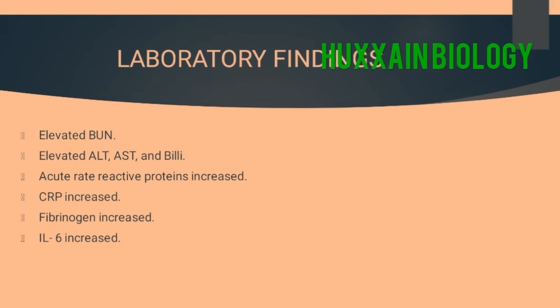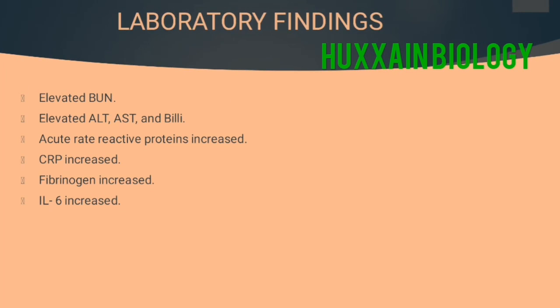Laboratory findings. Yes, this is also important regarding the lab, what will happen. Blood urea nitrogen will be elevated. Also, regarding the liver, ALT, AST and bilirubin will be increased. Also C-reactive protein increases, fibrinogen becomes elevated, and interleukin 6 also increases.